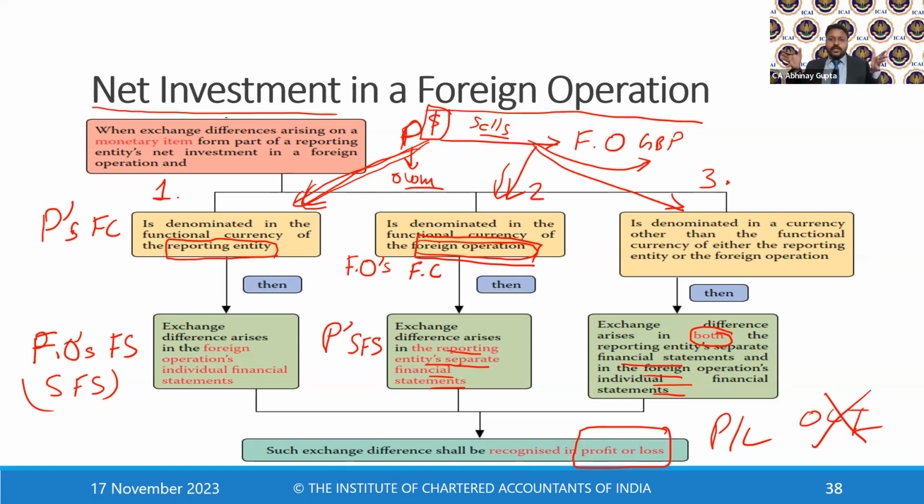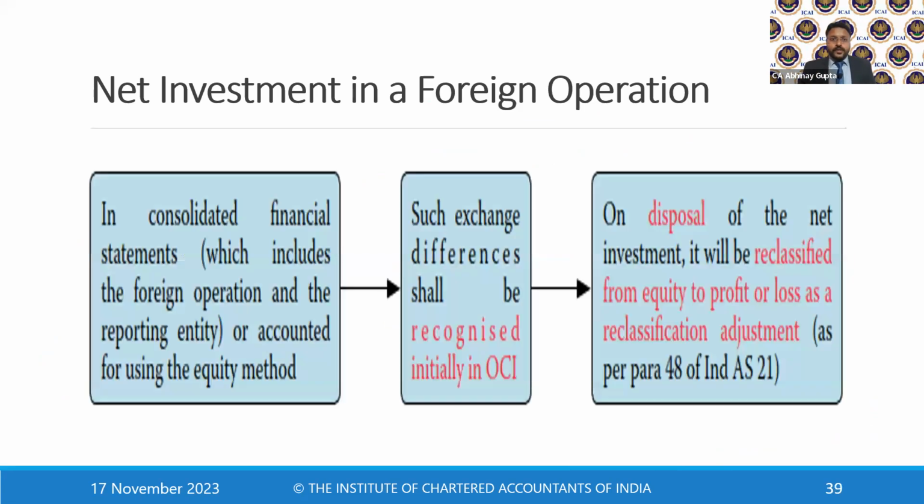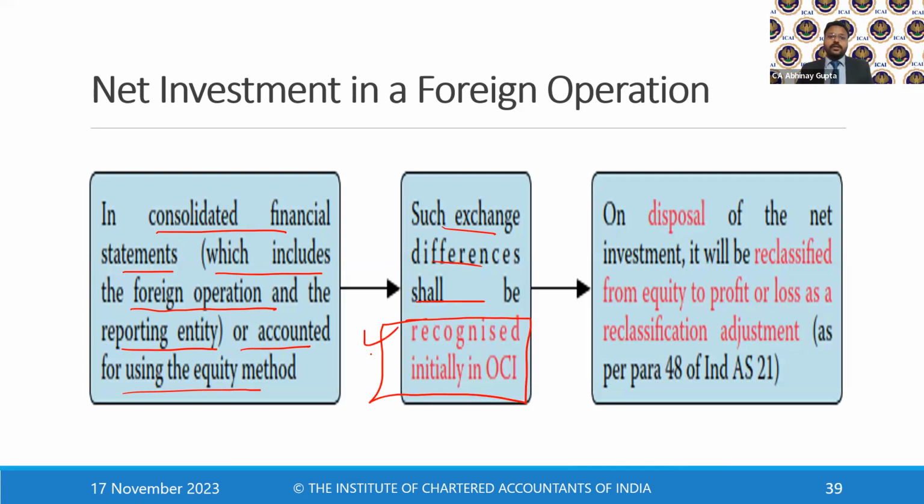So consolidated financial statement is prepared considering the entire group as a single entity, right? Now for that single entity, what the standard is saying, in the consolidated financial statements, which include the foreign operation and the reporting entity, or are accounted for using the equity method, such exchange differences shall be recognized in OCI. So in consolidated financial statement, it will be recorded in OCI.